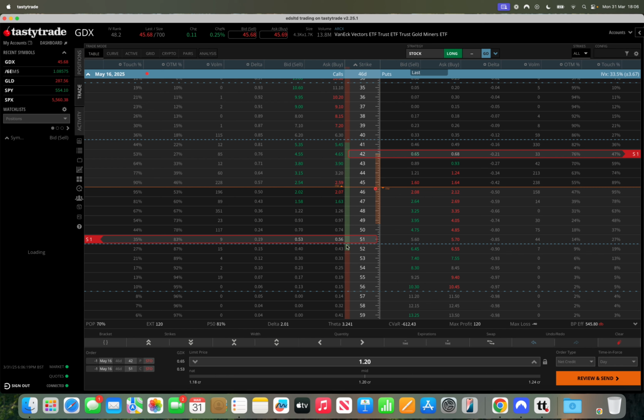This green bar shows us that if the price of GDX is anywhere along this green bar at the point of expiration, we're going to make money, okay? And as you can see, the green bar is longer than the orange bar, and this is going to lead to a high probability of profit. As you can see here, 70%. This is if you hold till expiration.